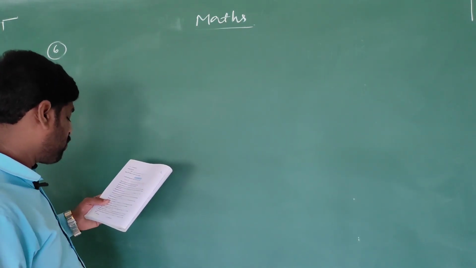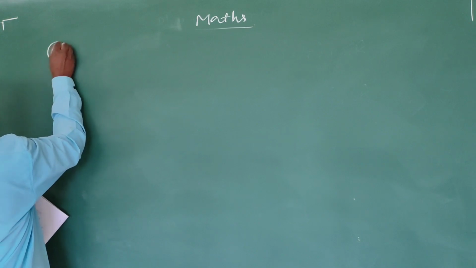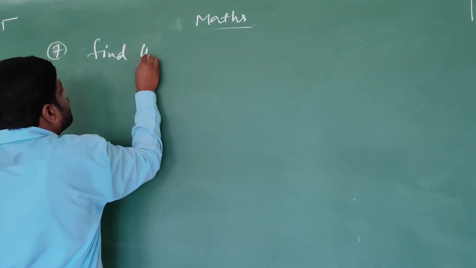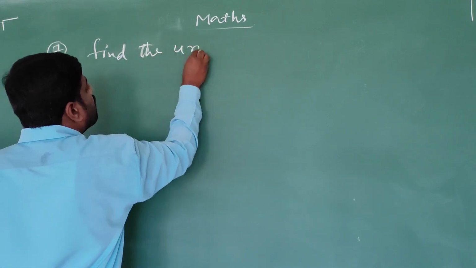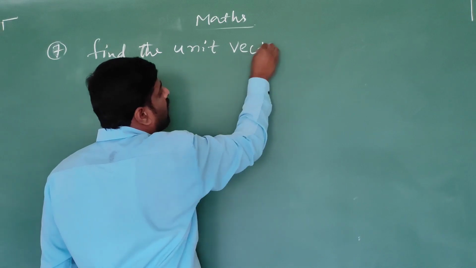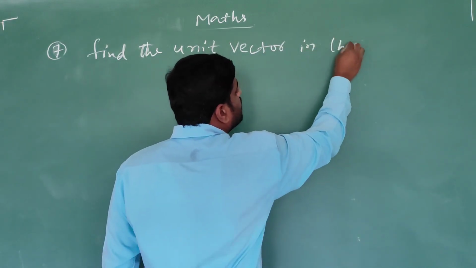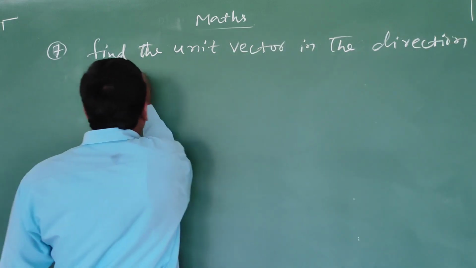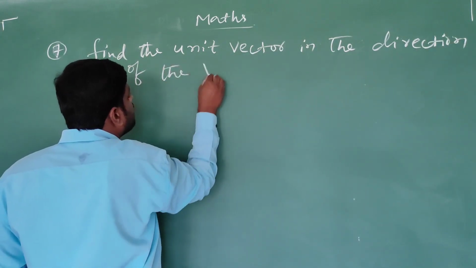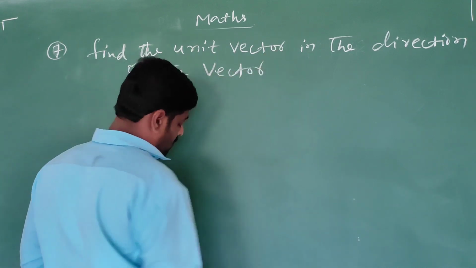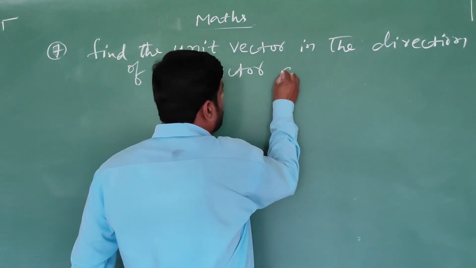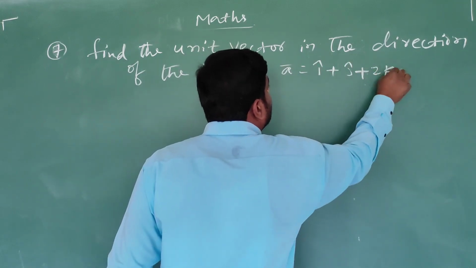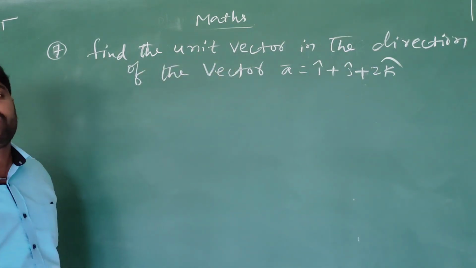Yes, come to the next, 7th question. Okay, question number 7. So what is the 7th question? Find the unit vector in the direction of the vector. So what is the vector? A bar is equal to i cap plus j cap plus 2k cap. So this is important for 1 mark.